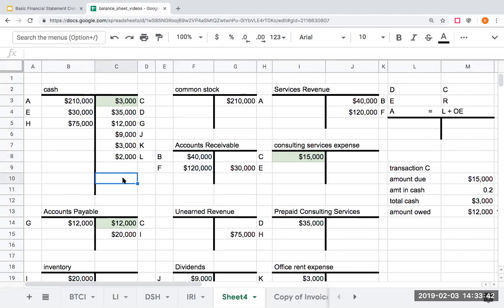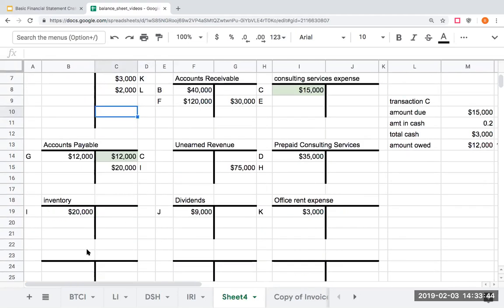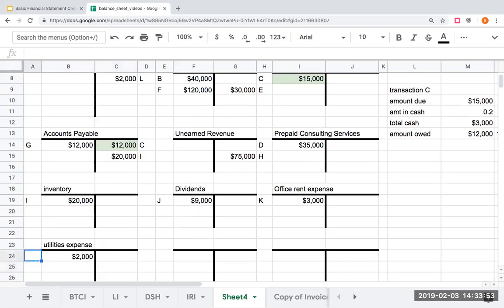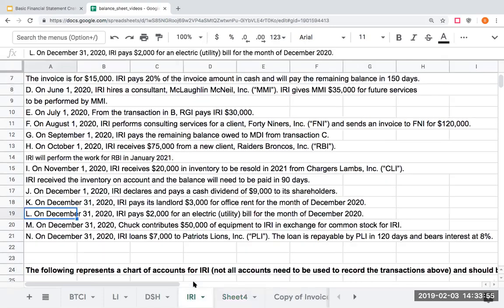For every credit, I need a debit. In this case here, because I use the utilities expense, I'm going to record this with a debit. So this is very similar to how we just recorded our office rent expense.